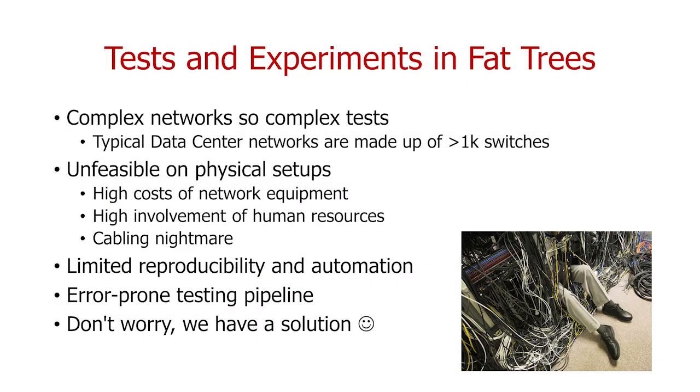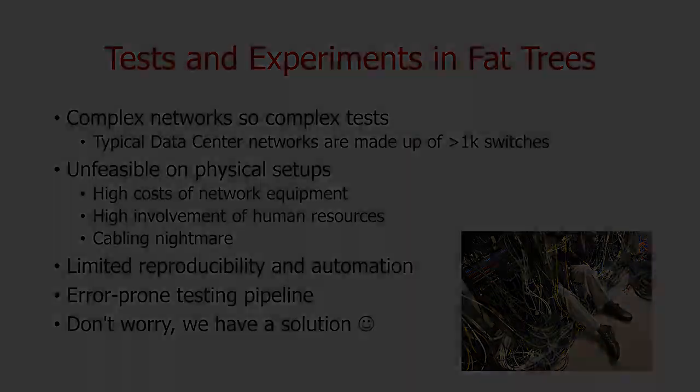The complexity of FAT-tree networks makes tests and experiments of new technologies in physical setups unfeasible. This is due to the high cost of the required equipment and the great number of human resources involved in the process. These factors limit the automation and the reproducibility of experiments, leading to a more error-prone testing pipeline.